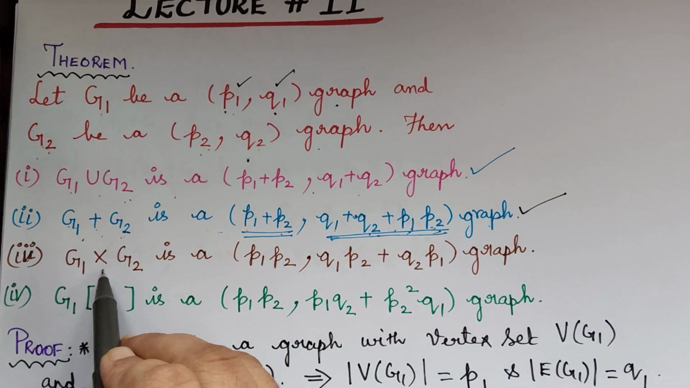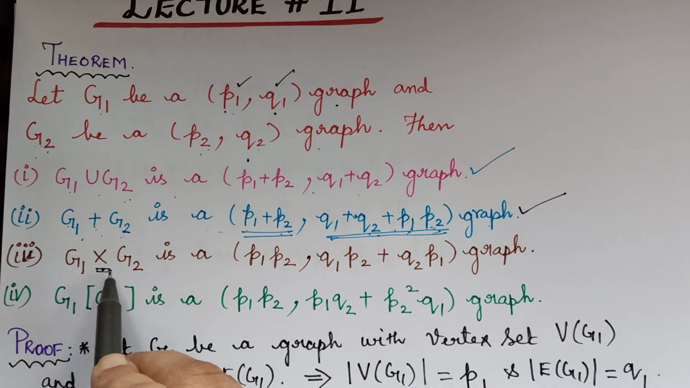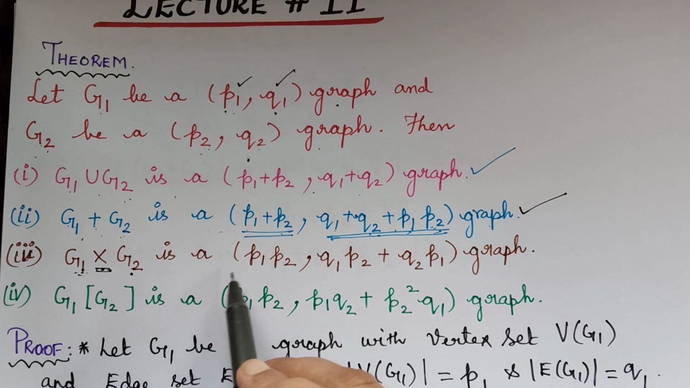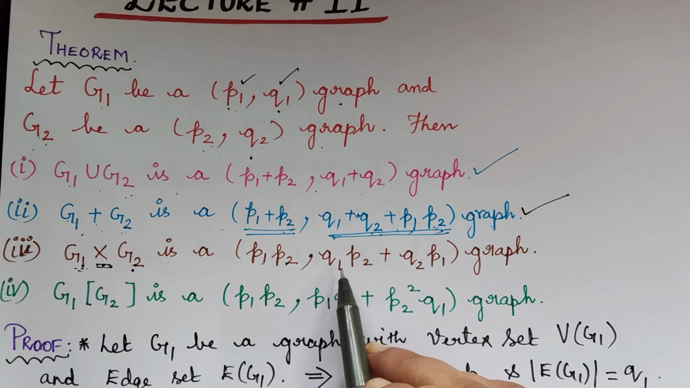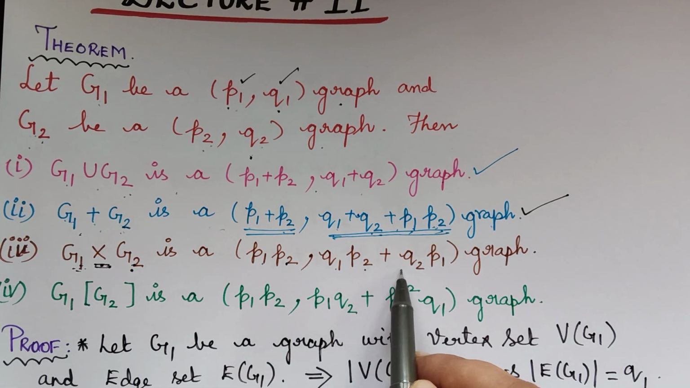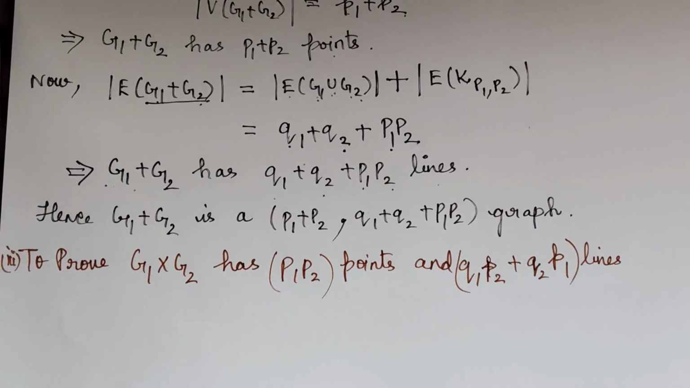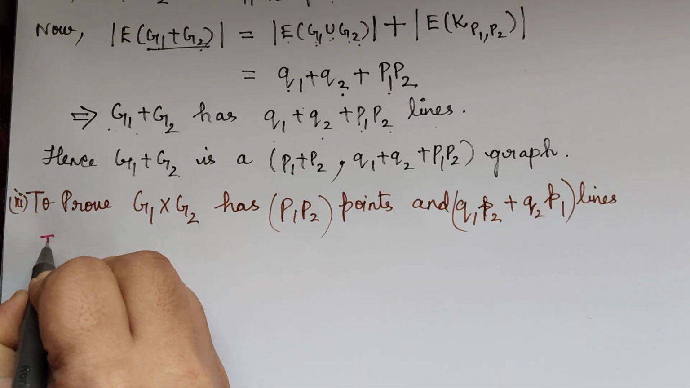So next is the product. We can in fact call it the Cartesian product, or we can just call it the product of two graphs. So let us prove that the product of two graphs has P1 P2 points and the number of lines is equal to Q1 P2 plus Q2 P1. Before seeing the theoretical proof, let us see the illustration for this by considering the same graphs that we had.